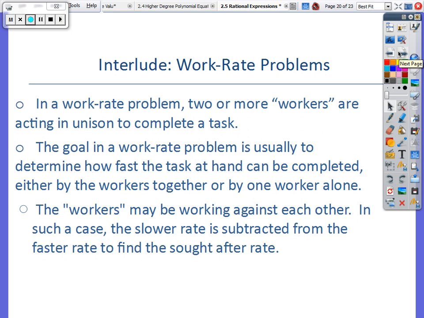Okay? All right, last thing, work rate problem. Okay? Hang in there with me. We're almost done. And a work rate problem, 2 or more workers are acting in unison or against each other. I mean, they could be working against each other, which means subtraction. When they're working with each other, then it's addition.